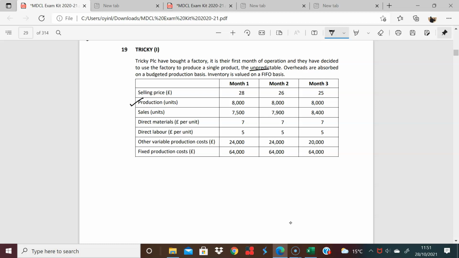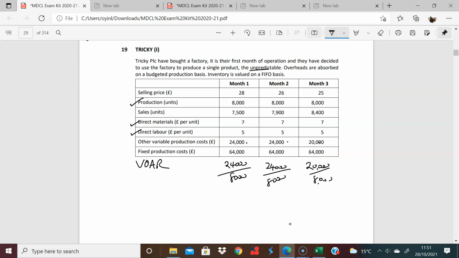Look at the variable production costs. You can see first of all it's 24, 24, and 20. So it's a variable cost. I'm given materials and labor. But now I need to calculate this based on the production, and that's really my variable overhead absorption rate, if you want to call it that, which is 24,000 divided by 8,000. The same thing applies here, 24,000 divided by 8,000, and here it's 20,000 divided by 8,000. I'll change my pen color and make that red. And so this is £3 per unit, and this is £2.50, isn't it?